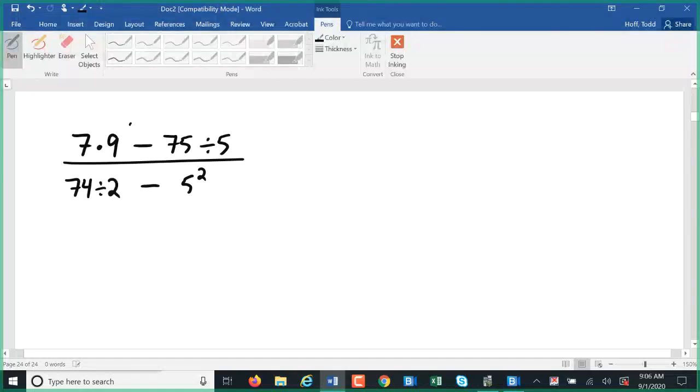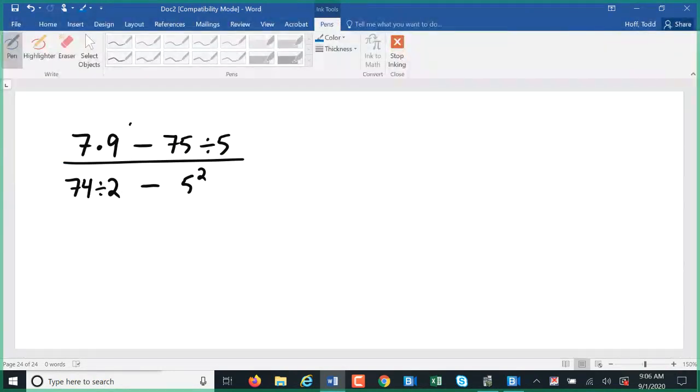Let's take a look at this one here. To do this one, we first have to figure out what this line across here means. Now, most people would say it means division, and it does mean division. It's called a fraction bar. One of the things it tells us to do is to divide.